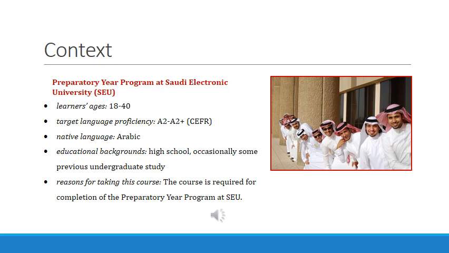The target language proficiency level is the A2 to A2 plus band on the Common European Framework, and almost all of the students are native Arabic speakers, with the occasional Urdu speaker. All of the students have completed high school, although sometimes there is a gap or a lapse of several years. And some of them have completed undergraduate studies at a Saudi university for 1 or 2 years, or they've been overseas to study English and they've returned to Saudi Arabia for higher education.